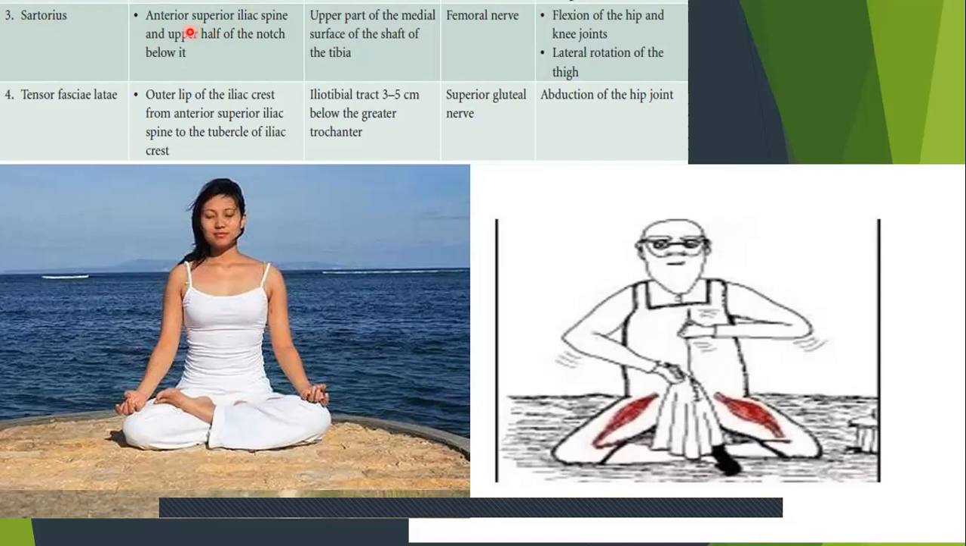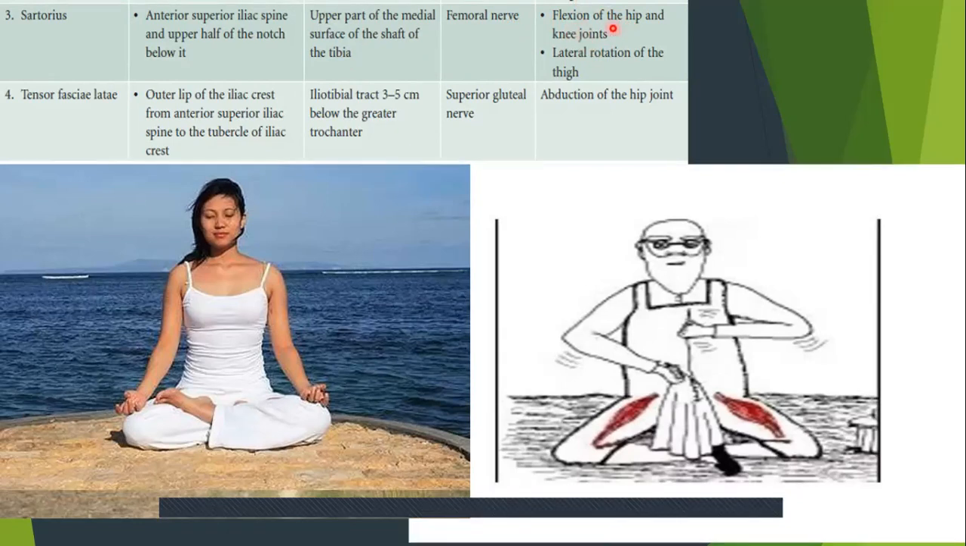It originates from the anterior superior iliac spine and the upper half of the notch below it, and inserts into the upper part of the medial surface of the shaft of tibia. It inserts via the common tendon, the pes anserinus. Remember, the pes anserinus is the common tendon of sartorius, gracilis, and semitendinosus. It is innervated by the femoral nerve. Its actions are flexion of the hip and knee joints.